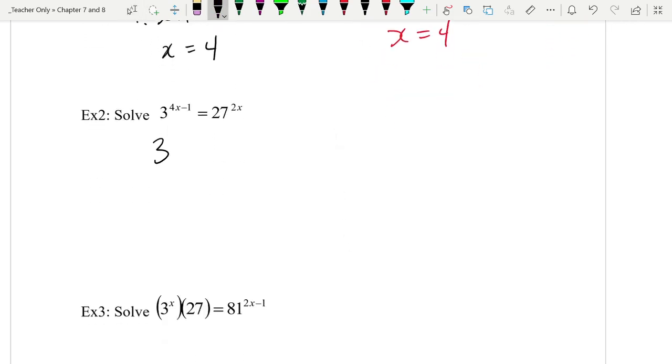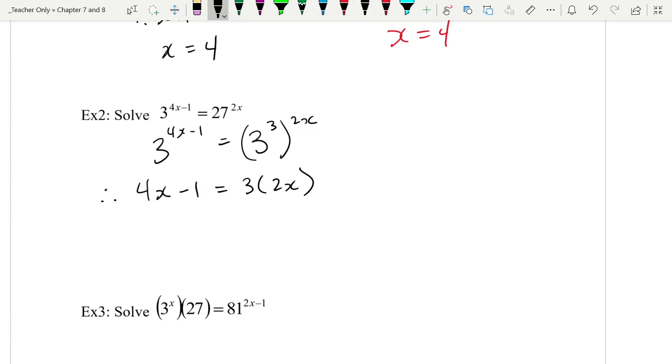So this is 3 to the power of 4x minus 1. And 27 is 3 cubed, but I'm taking that to the power of 2x. So my new equation is 4x minus 1 has to equal 3 times 2x. So now let's see what we can do with that. That would be 4x minus 1 is equal to 6x. I'm going to minus 4x from both sides. And then x is equal to negative 1/2.